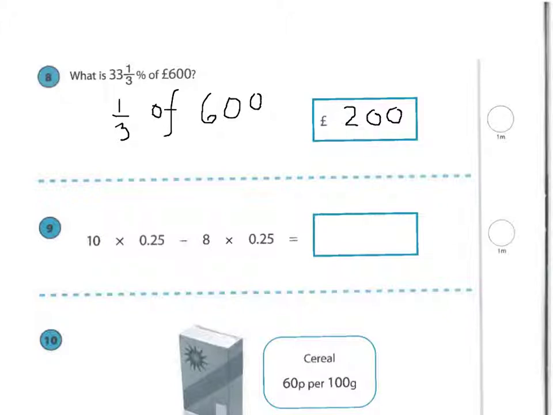Question 9. 10 times 0.25 minus 8 times 0.25. So if we apply BIDMAS to this question, that means we must do the multiplications before we deal with the subtractions. So 10 times 0.25 is 2.5. 8 times 0.25 is 2 wholes, and we subtract them, giving us 0.5 as our answer.